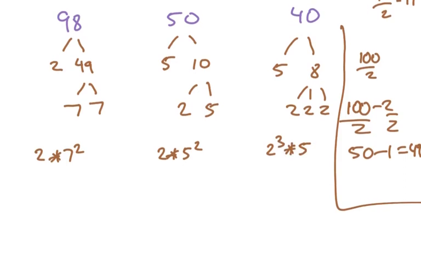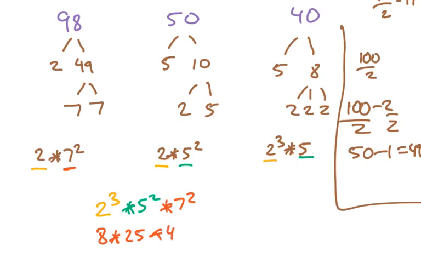Again, remember, what we do is we take the highest power of each. So I have 2, 2, and 2 cubed. The highest power is 2 cubed. Next up, we have 5 and 5 squared. I'll take 5 squared. And then all by its lonesome, we have 7 squared. So this breaks down to 8 times 25 times 49.